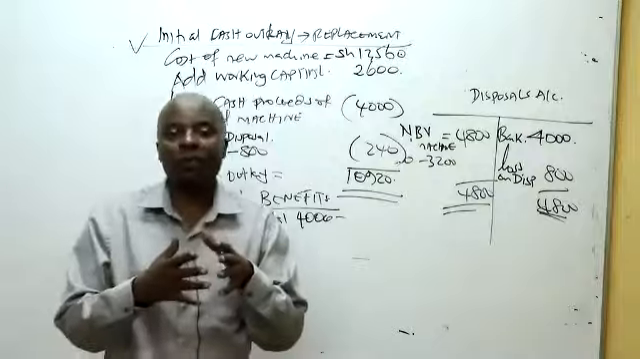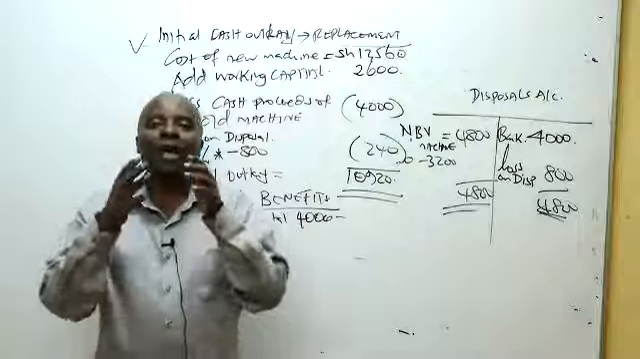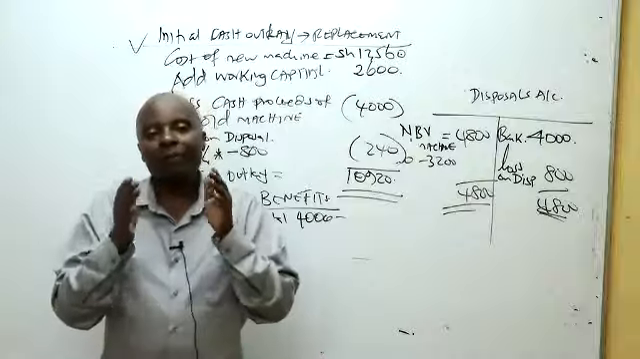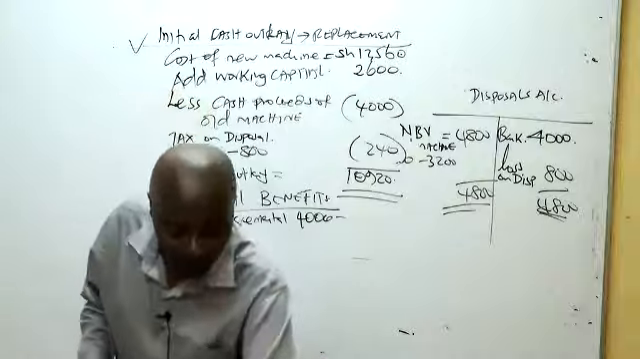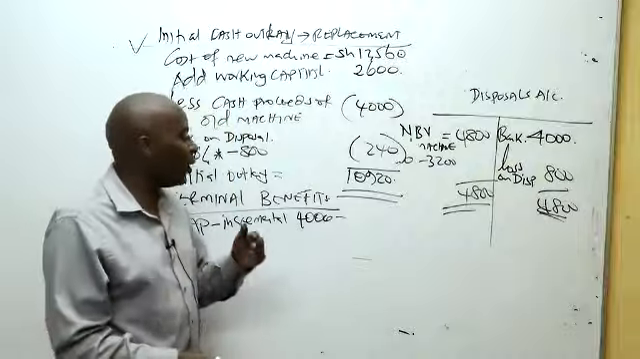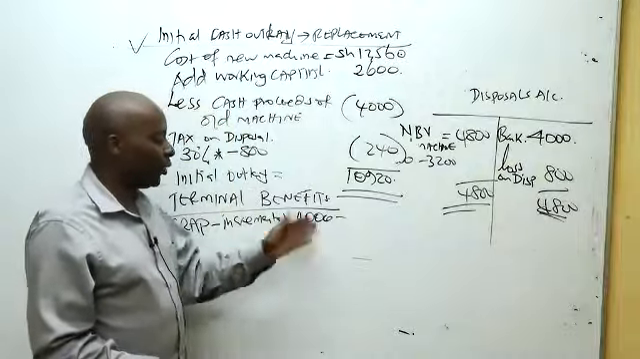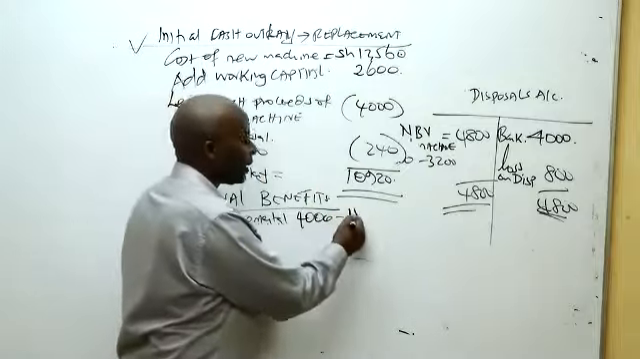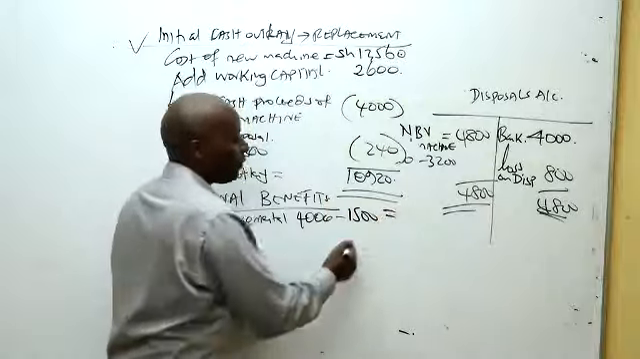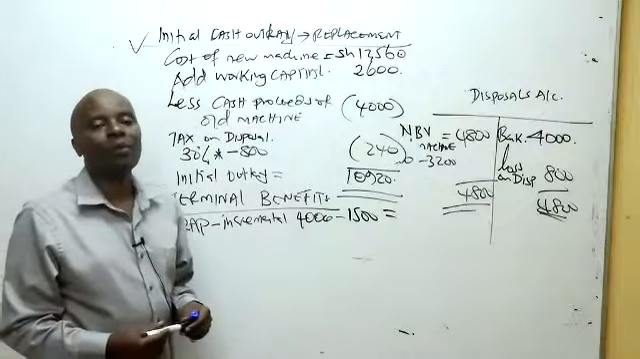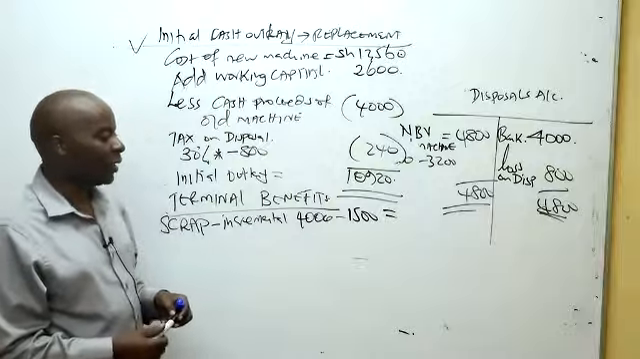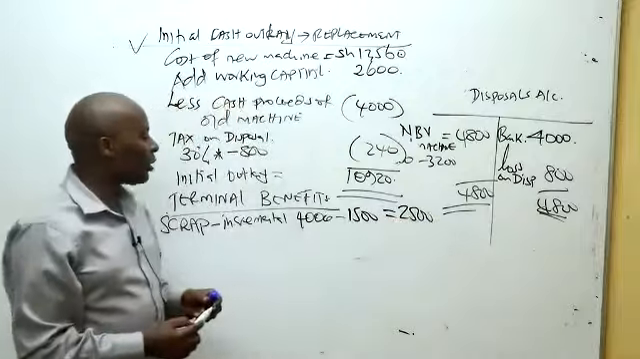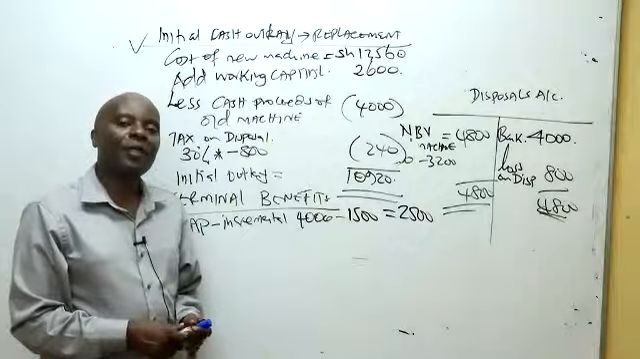So if we were to leave this old machine to continue with us, we are assured of getting 1,500 as the scrap value for the old machine. Therefore, when I'm looking at the net benefit of the new machine, I'll be looking at the scrap of the new minus what scrap the old machine would have given me if I never replaced it, which is 1,500. So could you kindly give us that figure? 4,000 minus 1,500 gives us what here? 2,500.